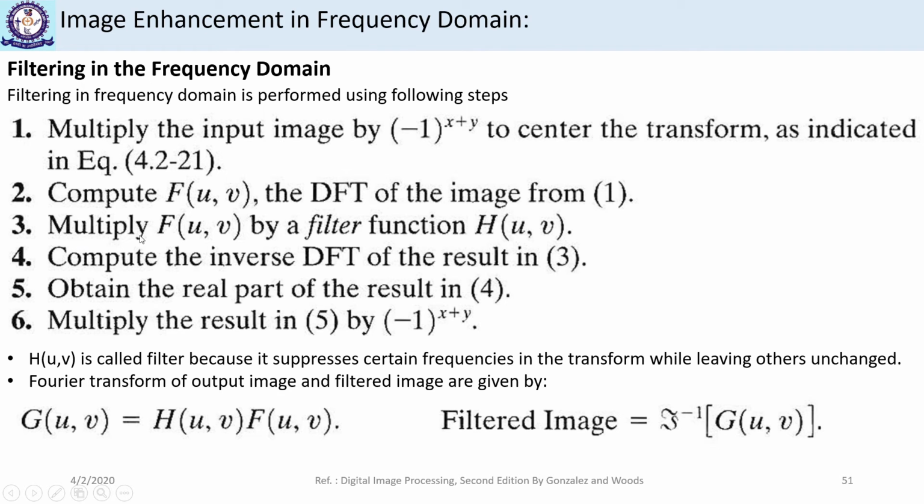Then we multiply F(u,v) by the filter function. The filter function is given by H(u,v). That means we multiply this input image by the filter function. Then we compute the inverse DFT, that means the inverse discrete Fourier transform, of this multiplication result, and then we obtain only the real part of these inverse DFT coefficients. We take the real part of this.